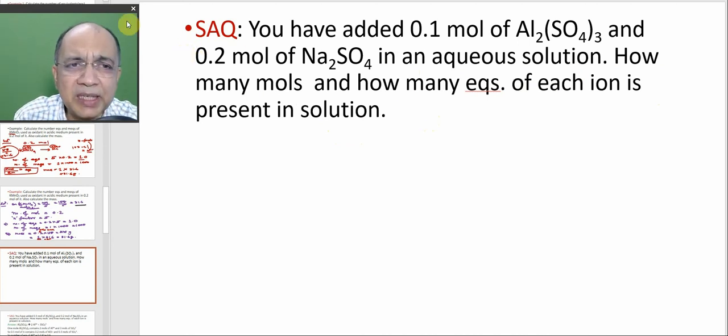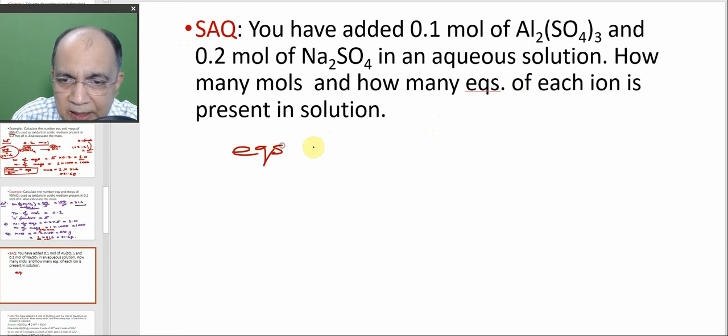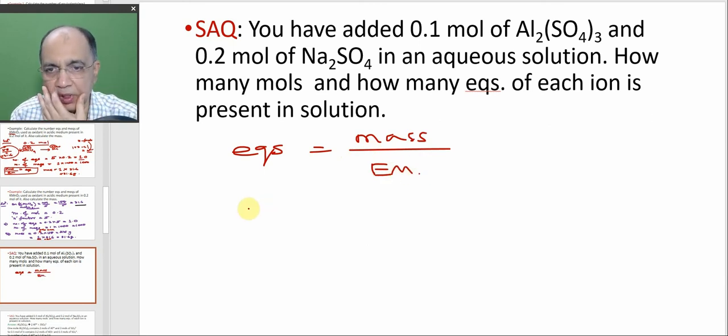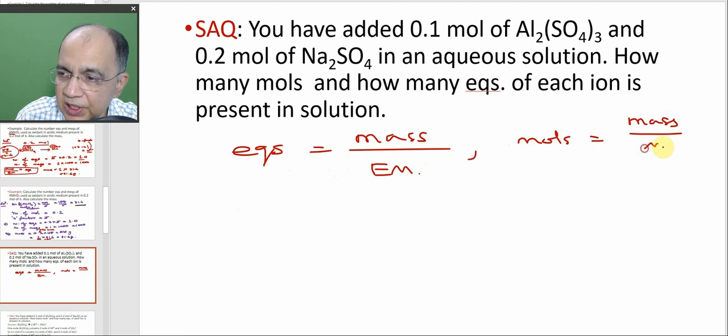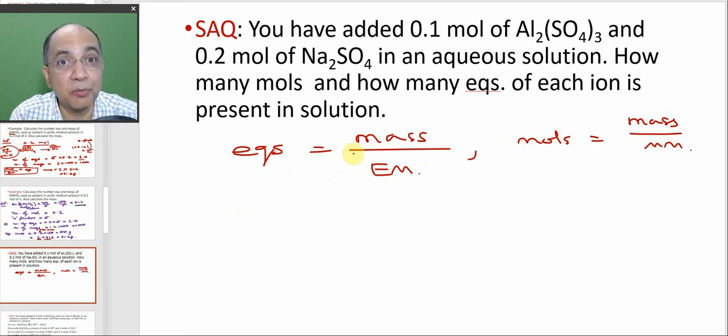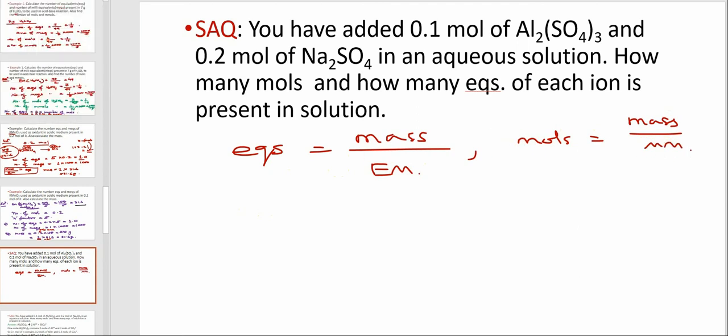Now tell me, the number of equivalents is equal to mass by equivalent mass, and milliequivalents is 1000 into the number of equivalents. And the number of moles is equal to mass by molecular mass. This you know. You pause it. I'm going away.